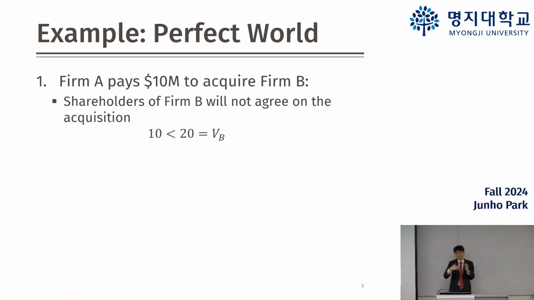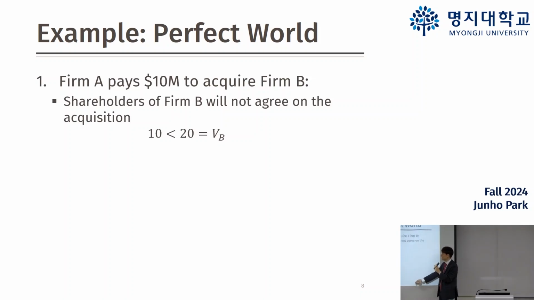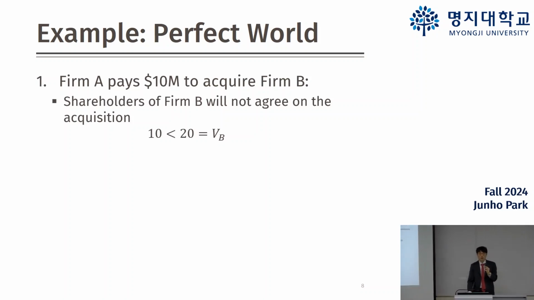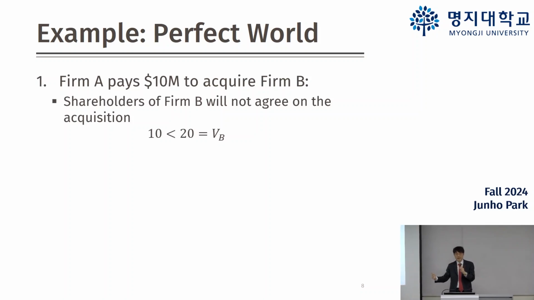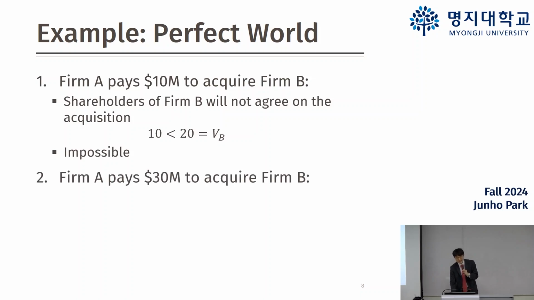However, what firm A says is that they are only going to give 10, which is about half of the fair value. So shareholders of firm B would decline this offer. There is no reason for the firm B shareholders to accept this acquisition. So this is simply not possible. And second, then maybe firm A can raise their offer.